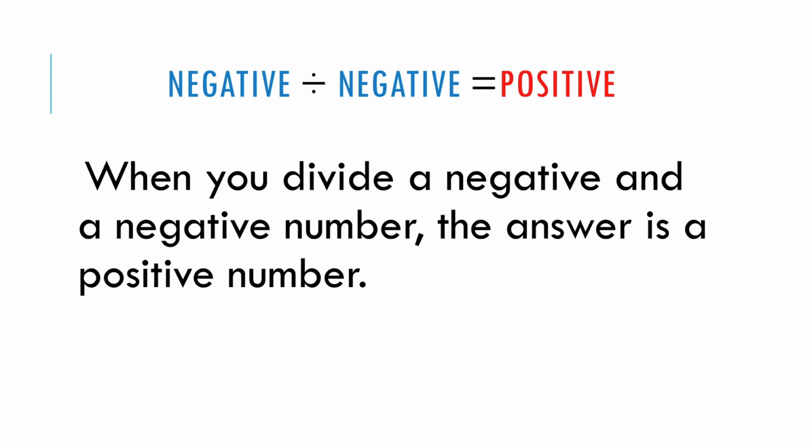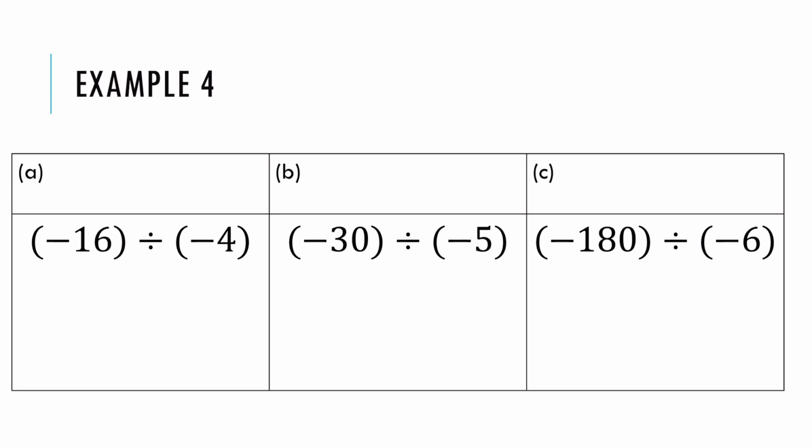And lastly, if you've got a negative number divided by a negative number, your answer will be positive. Negative 16 divided by negative 4 gives me a positive answer, so it's positive 4. Negative 30 divided by negative 5 gives me a positive answer, positive 6. And negative 180 divided by negative 6 gives me a positive answer of 30.